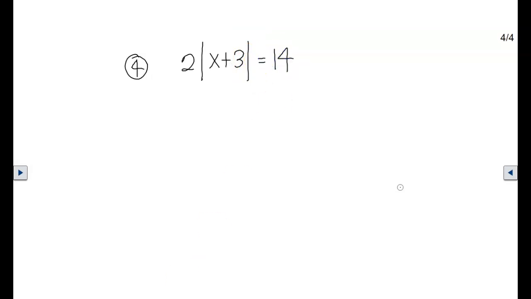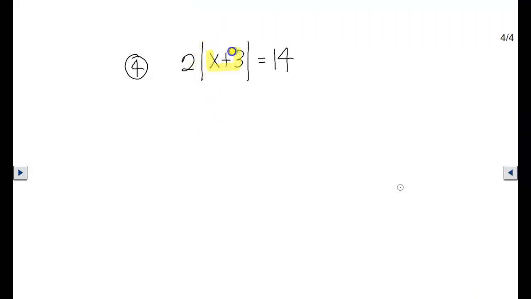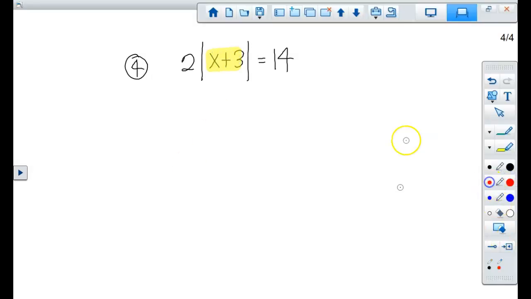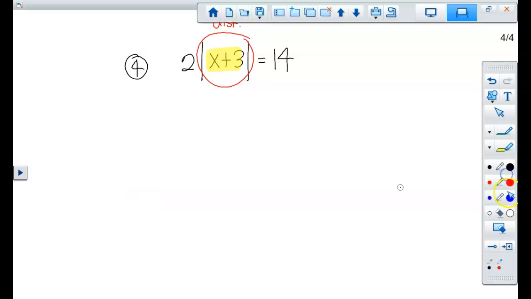All right, next up, 2 times the absolute value of x plus 3 is equal to 14. What am I taking the absolute value of? The answer is x plus 3. So this is my distance right here. So I want you to look at what this equation says. It says that 2 times the distance is 14.